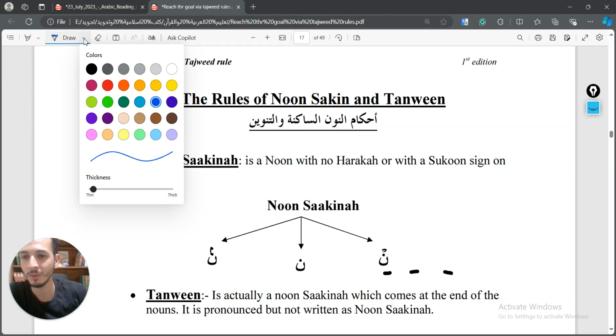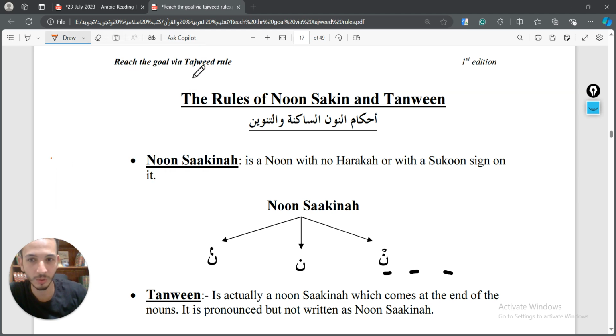Welcome again to a new lesson in Reach the Goal via Tajweed rules, which is going through the books to refresh the rules of Tajweed. We finished the heavy and the light letters, and now we're starting the rules of Noon Sakina and Tanween. As a start, we need to understand what is Noon Sakina and Tanween.